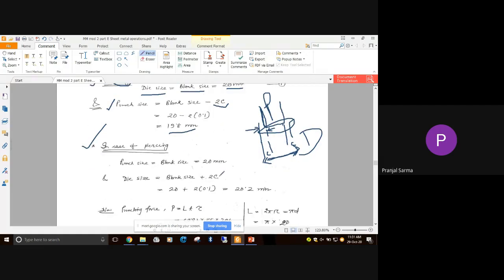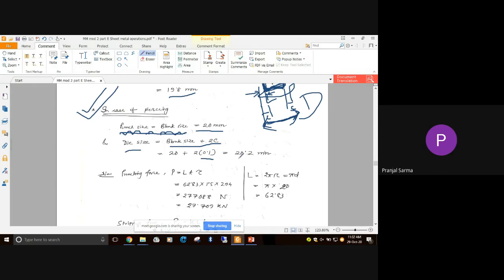Next, if it is a piercing case, the punch size is equal to the blank size, whatever hole you have to punch out. In piercing or punching operation, punch size itself is equal to the blank size, so in our case it will be 20 millimeter. And now how to get the die size? Die size will be the punch size plus the clearance on this side plus the clearance on that side. That means die size equals blank size plus twice the clearance per side. Using the approximate value of 0.1, it gives us 20.2 millimeter. Up to this much, everyone clear?